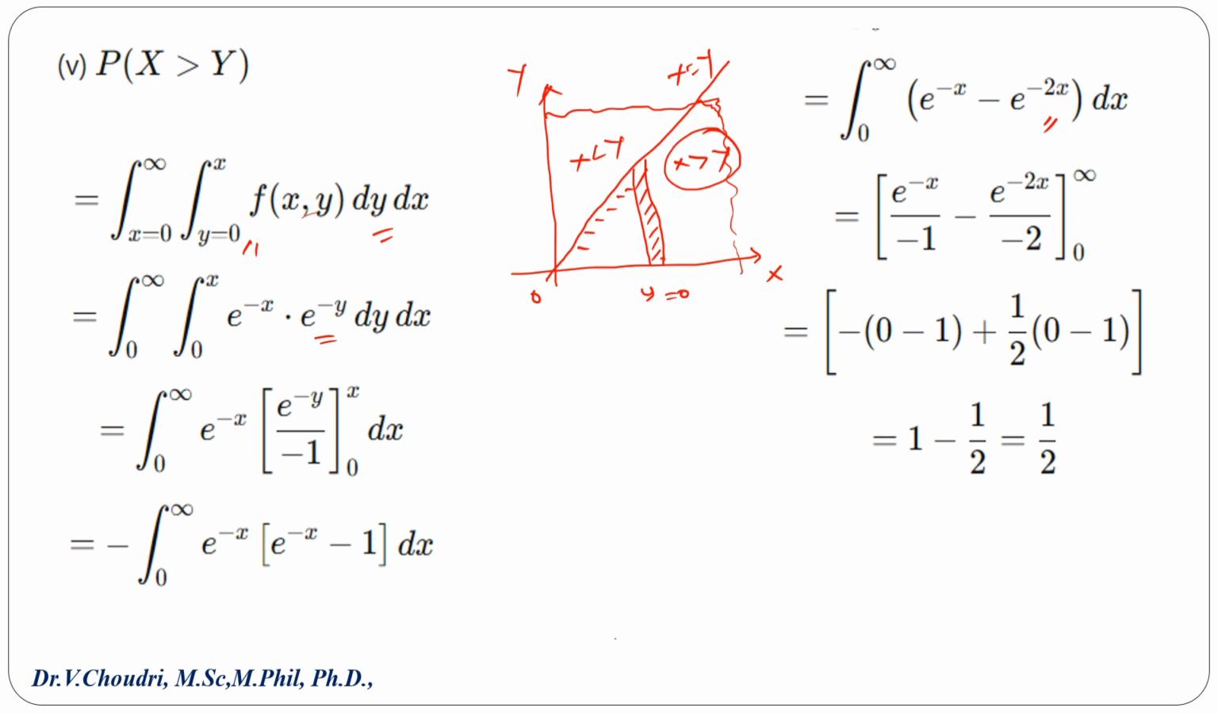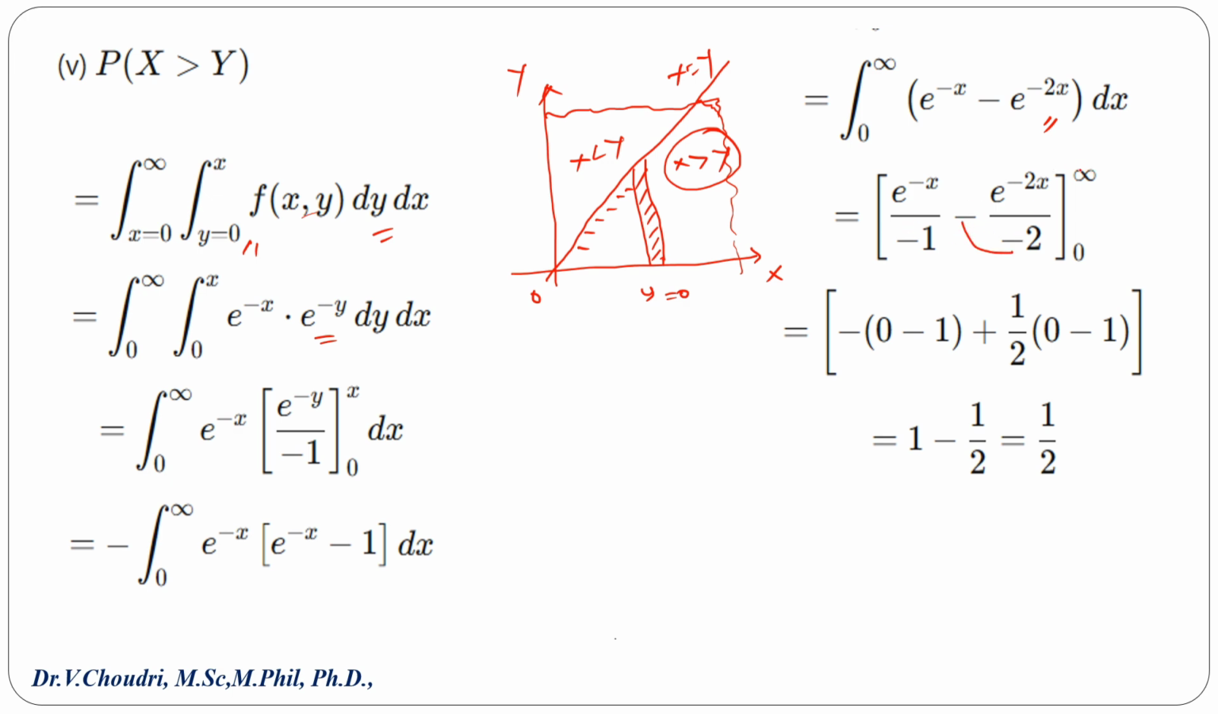Minus e power minus 1. e power minus x. So integration of e power minus x divided by minus 1 gives e power minus 2x, same e power minus 2x. But what is the constant here? Minus 2. So minus 2, minus into minus is plus.